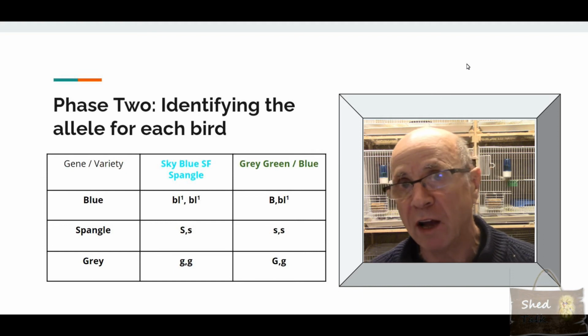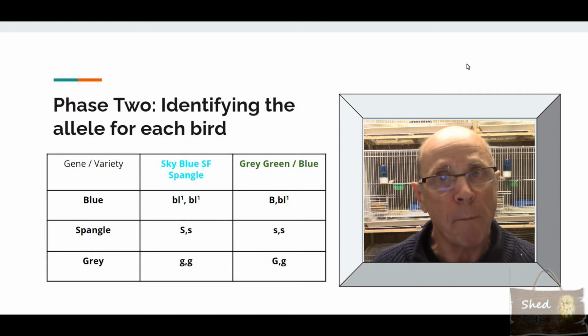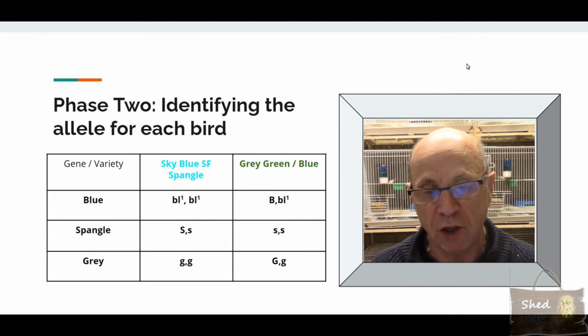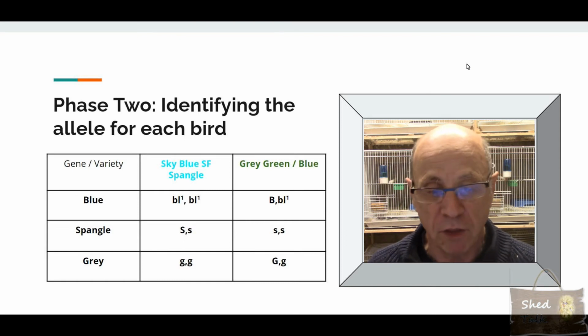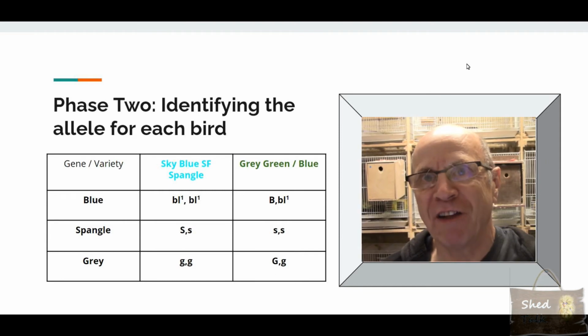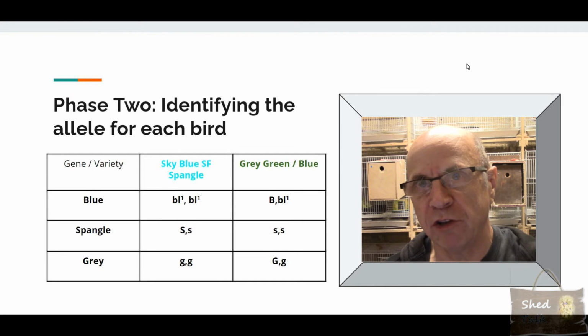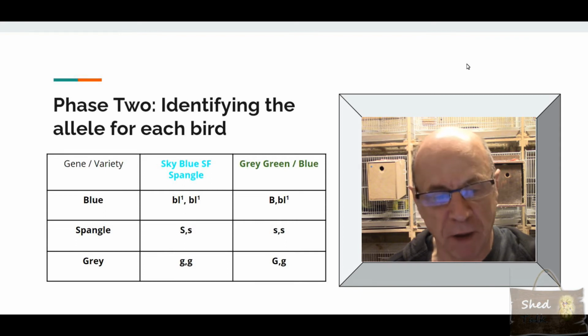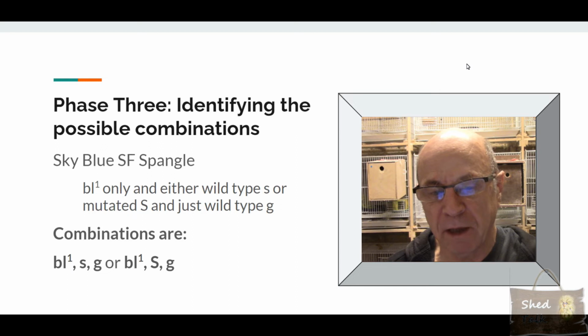Once I've done that, I can then have a look at this and check each bird and see what possible combinations of those 3 genes it can pass over, and that is phase 3 of the process. So having produced the table that you can see here, what we now need to do is to work out the possible combinations that each of the 2 birds can pass on. So this is phase 3.